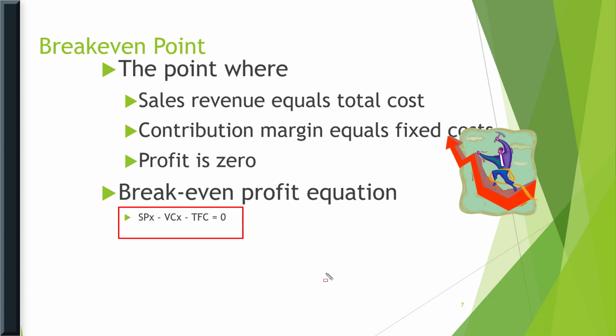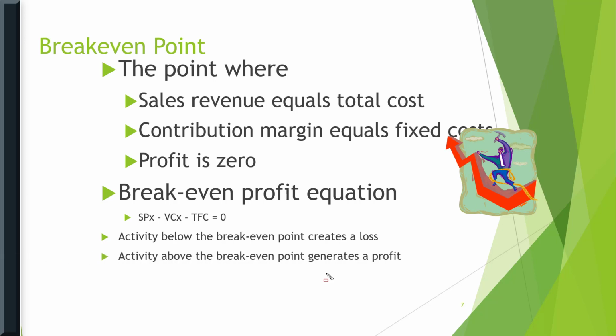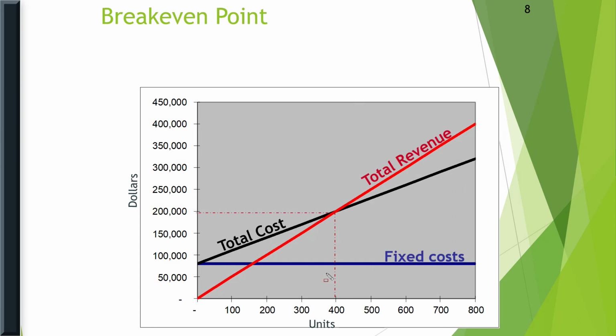This equation is called the break-even profit equation. That is, the profit will be zero. So if the profit is zero, the activity below the break-even point creates a loss, and the activity above the break-even point generates a profit. So let's point out the break-even point in our graph.